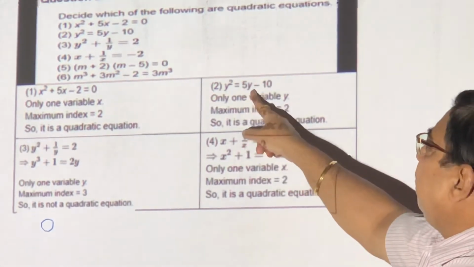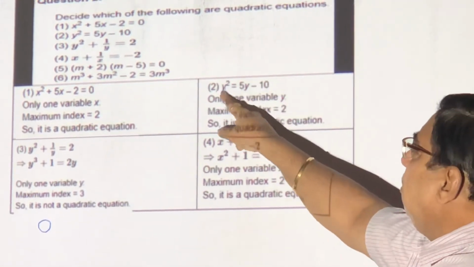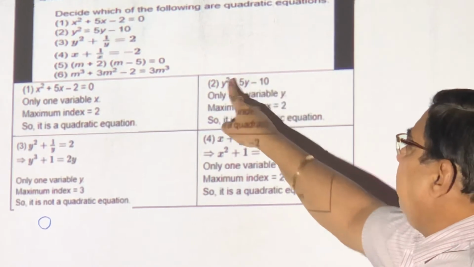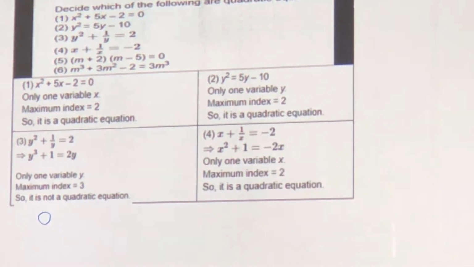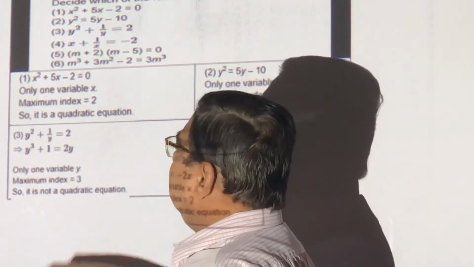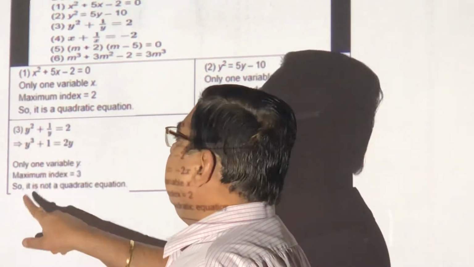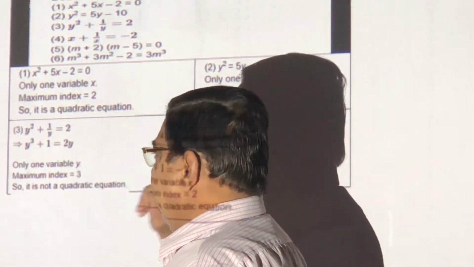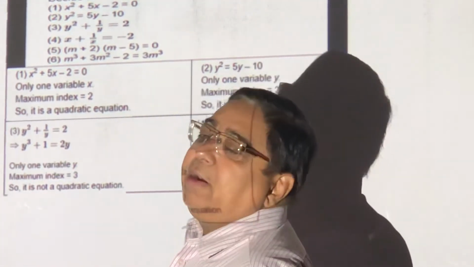Y square is equal to 5y minus 10. I can bring it on one side. No problem. There is only y. Highest power is 2. It is a quadratic equation. Third one. Now look at this case, my friends. Now when I take the LCM, I get y cube plus 1. First, only y is there. Very good. But highest power is 3. It is not a quadratic equation.